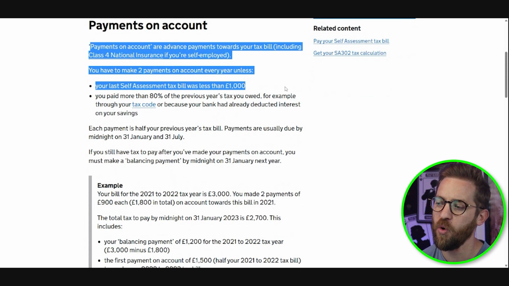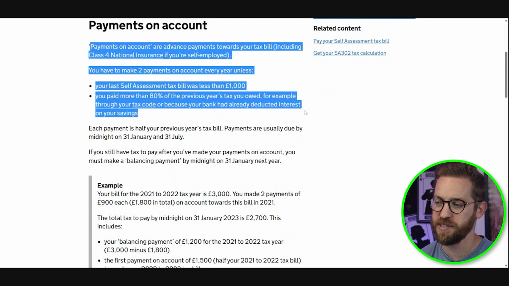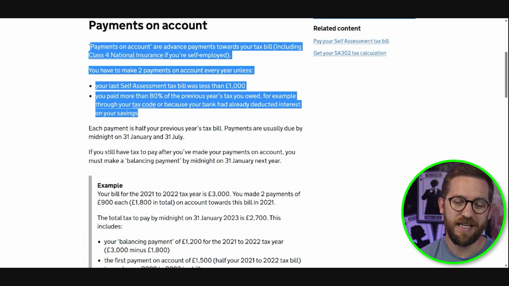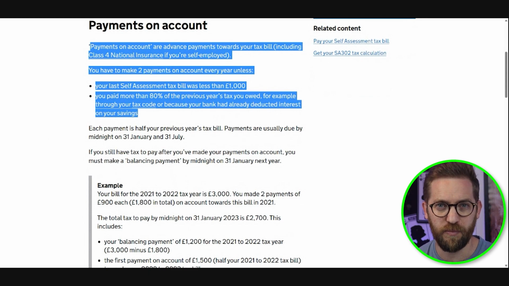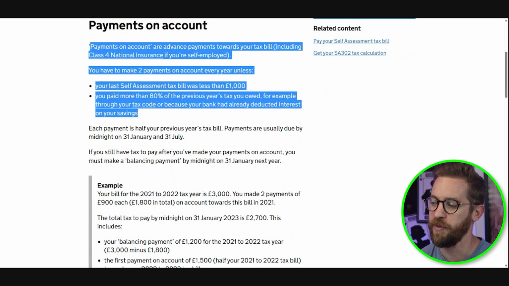Or you paid more than 80% of the previous year's tax owed, for example, through your tax code or because your bank had already deducted interest on your savings. So the second reason that you might avoid payments on account is where potentially you have a tax liability in excess of £1,000, but if the vast majority, 80% of that liability, is being collected at source, maybe through your employment, maybe through your bank, then potentially you could avoid making payments on account there. Everybody else though should be making payments on account.